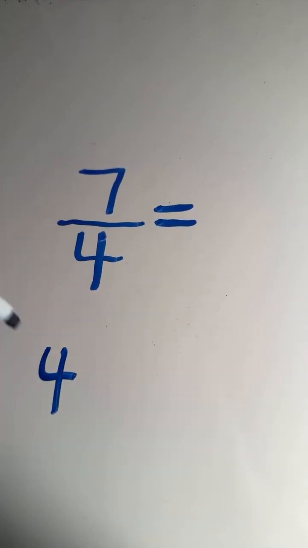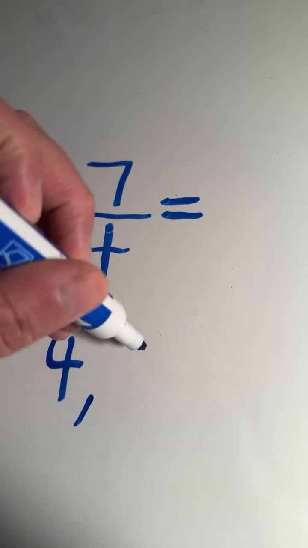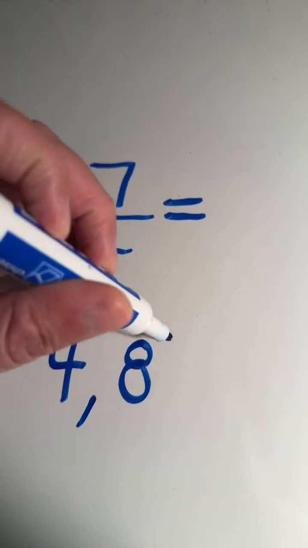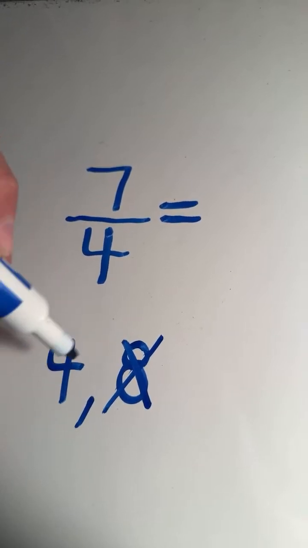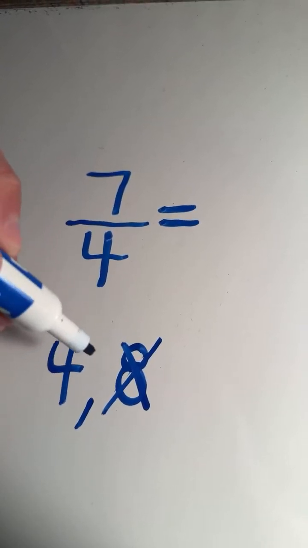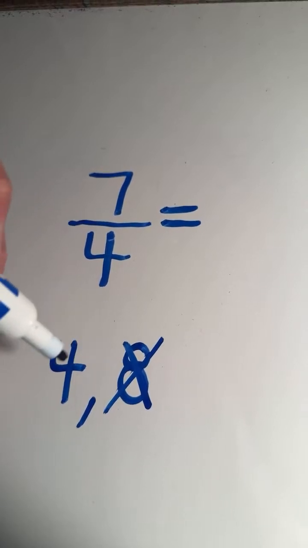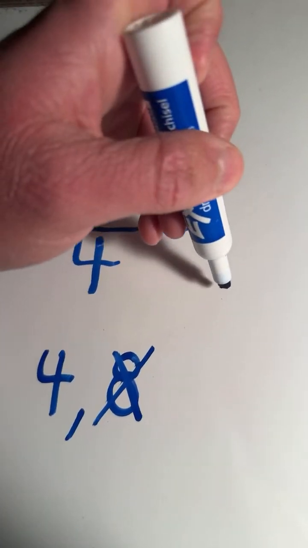So 4, that's one group of 4. If I count by 4 again, I'll be at 8. 8's too far. 8, we're already past 7. So we can fit one full group of 4 within 7. So 1 is our whole number.